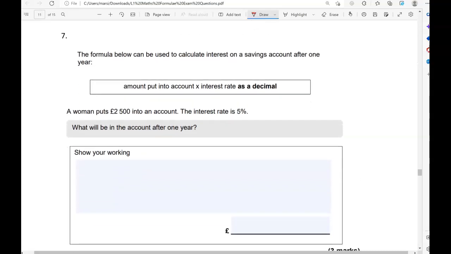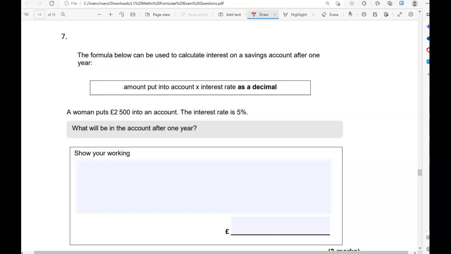The formula below can be used to calculate interest on a savings account after 1 year. Amount put into account times interest rate as a decimal. A woman puts £2,500 into an account. The interest rate is 5%. What will be in the account after 1 year?